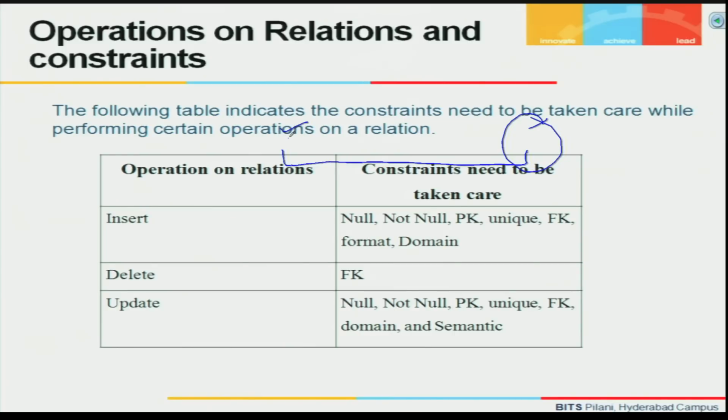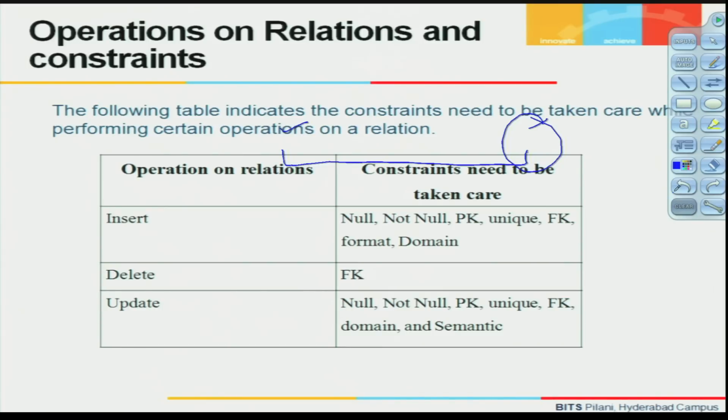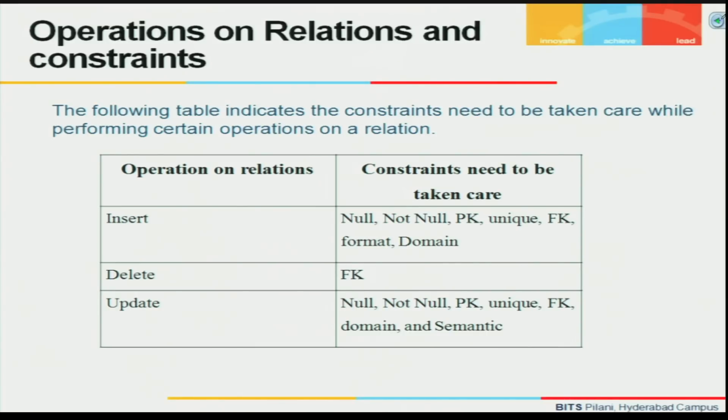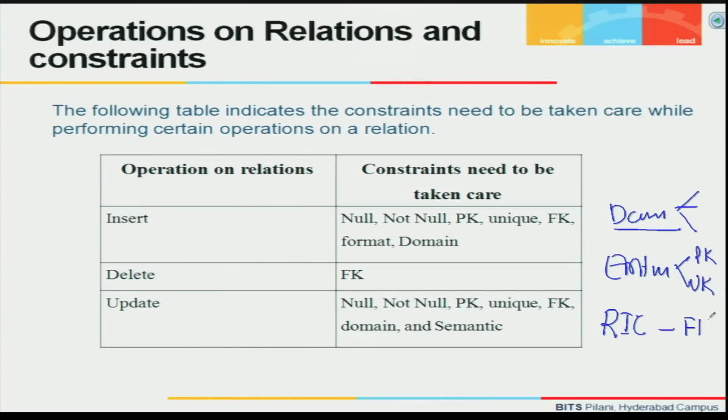Now, having these kinds of constraints which can be specified on the relations, we need to be careful when we insert, delete, or update data. What kinds of constraints have we seen so far? We have seen domain level constraints, which talk about formatting, null values and range, then entity level integrity constraints, which talk about the primary key and the unique key. Then we have the referential integrity constraint, which is implemented in the form of a foreign key.